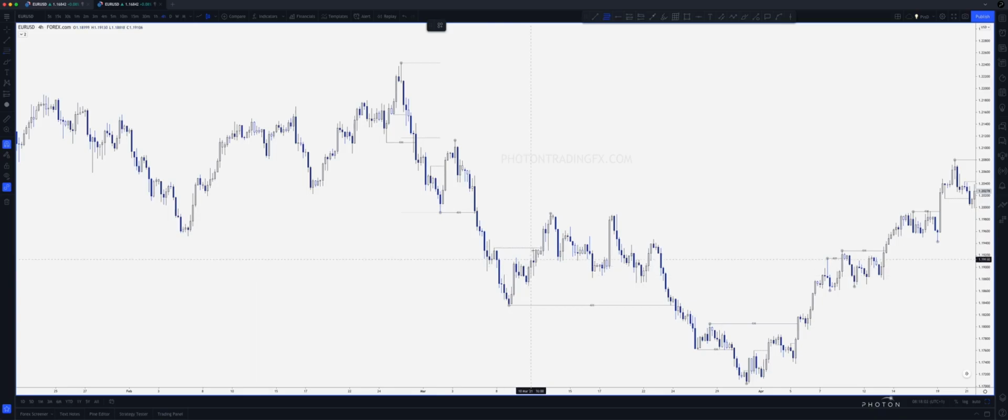Now we start to get that pullback down here, so we can mark out the new range that we are within. And as we can see, after that 4-hour break of structure, we get that minor break of structure to the upside, that change of character to show the pullback's kicking in, and we pull back up into the premium, right? Then we start to get changes of character again, back to the downside down here, right?